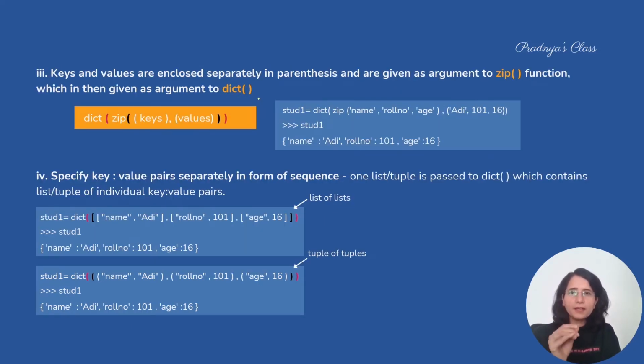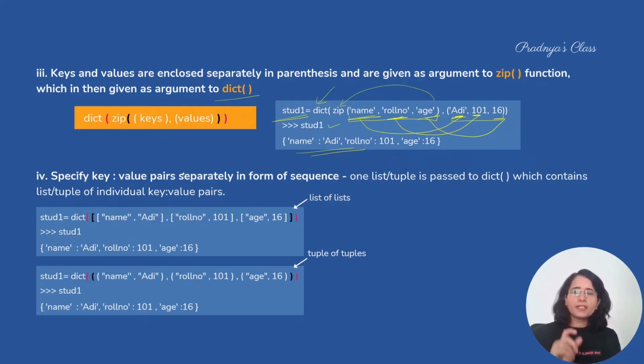Let's try to understand the third way of providing an argument to the dict constructor. In this form, first of all, we will enclose all the keys in one bracket and the corresponding values in a separate bracket, which will be given to the zip function. So what does the zip function do? It clubs the first key with the first value, the second key with the second value, the third key with the third value, and so on, which is then given as an argument to the dict constructor. So in this way one dictionary will get created. When we print the values of the dictionary, we get this output.